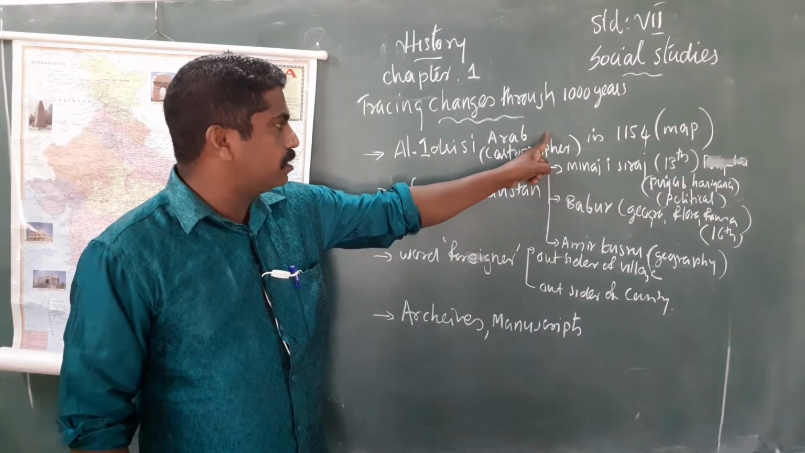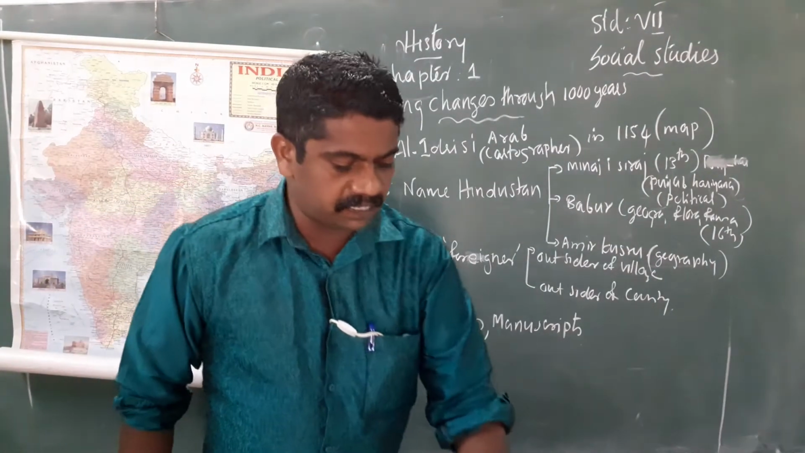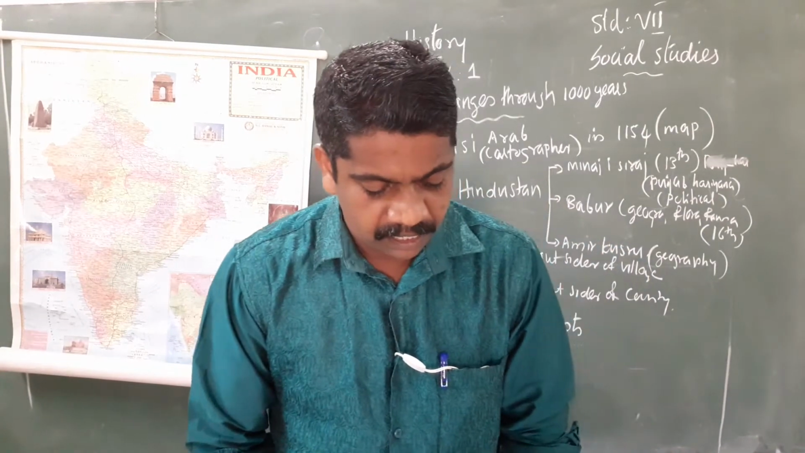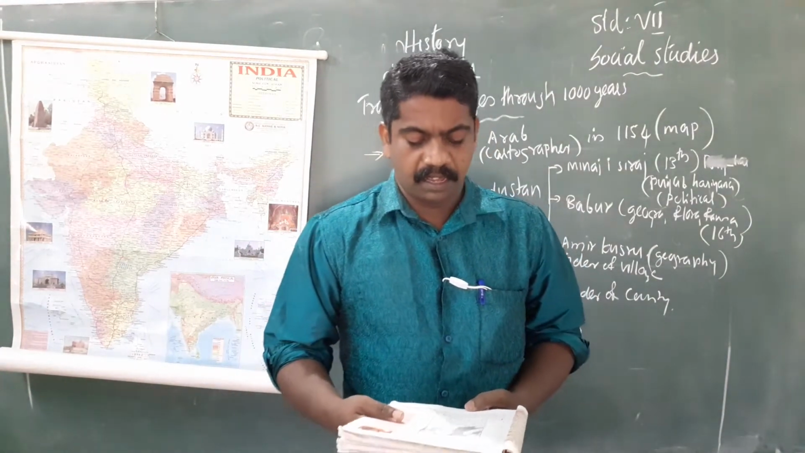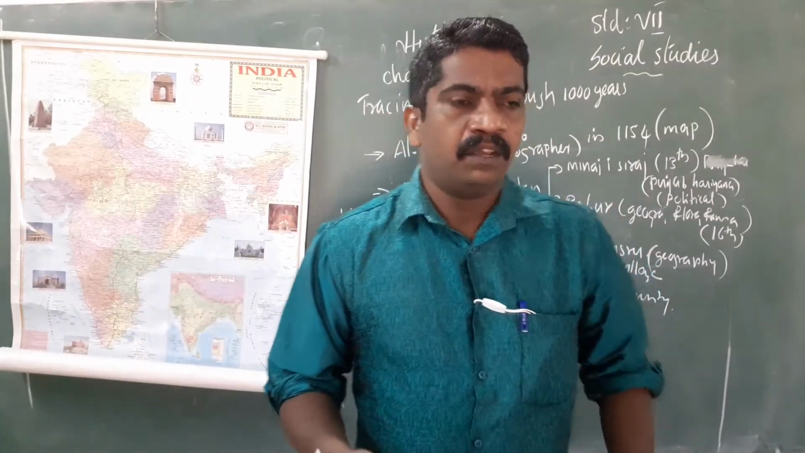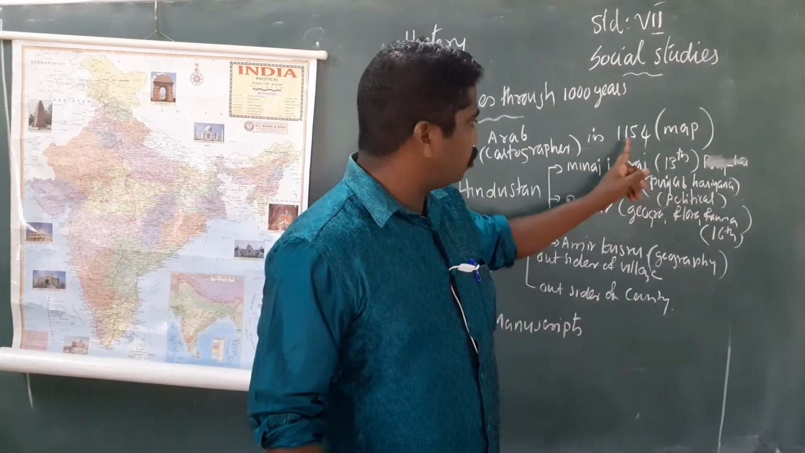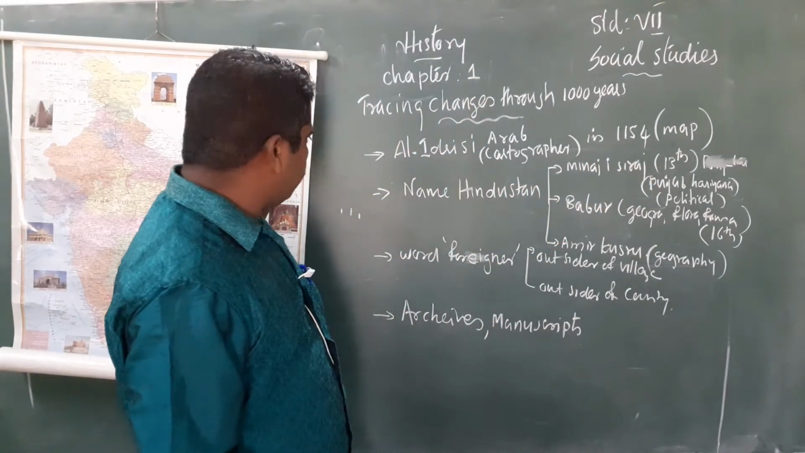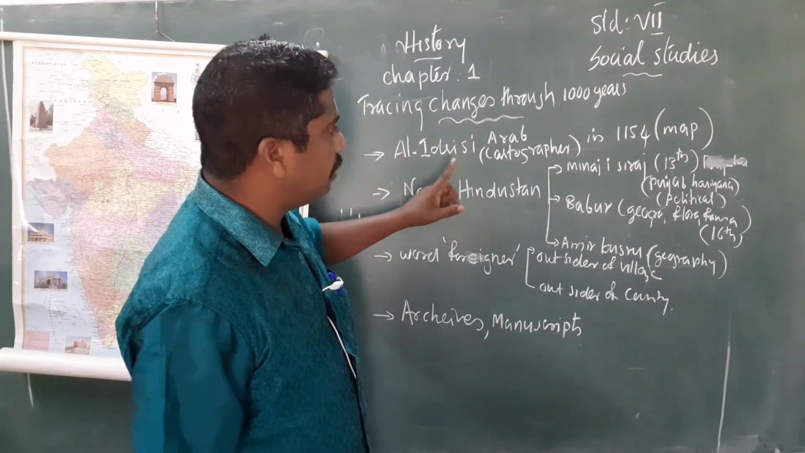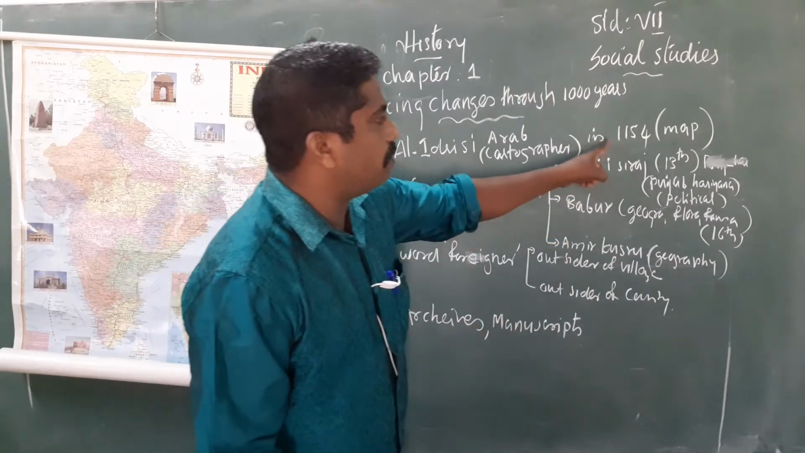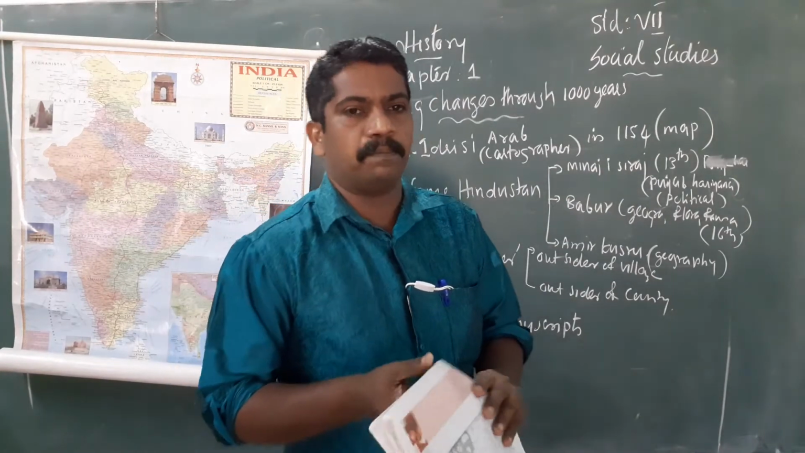There was an Arab geographer who made one political map of India that is seen in your first chapter. Here you can see the picture of India which was made by Al-Idrisi, an Arab geographer, in 1154. He made one map of India in 1154. That map is given on the first page of your first chapter.